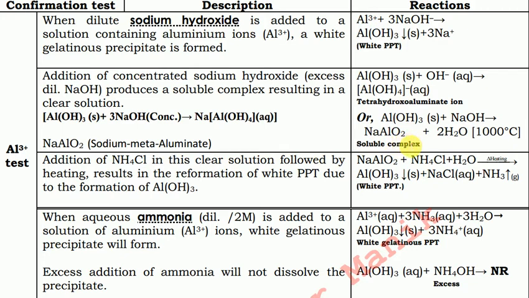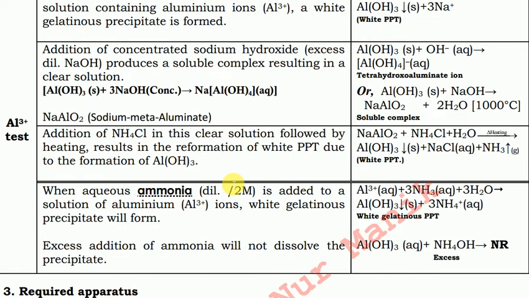Then we have to add ammonium chloride in that solution, and we have to heat the solution. After heating, the precipitate reappears. That means first the precipitate appears with reaction with sodium hydroxide, then the precipitate disappears when excess sodium hydroxide is added. Again, when ammonium chloride is added and heated, the precipitate reappears. This is one of the confirmatory tests for the presence of aluminum ion.